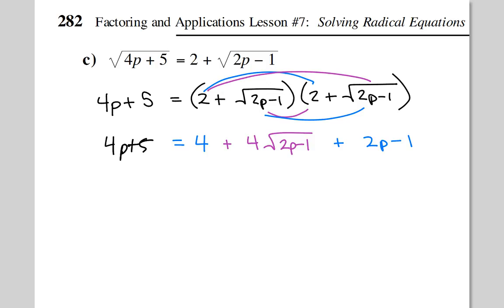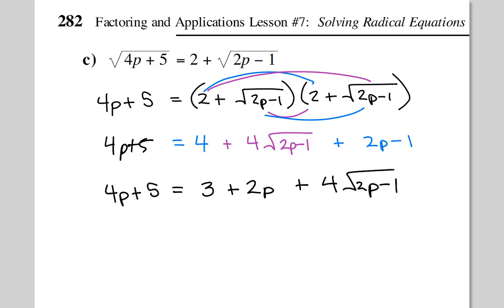Okay, so again, the left side is amazing. The right stuff, what can you do with the right stuff in blue? You can mix it and then throw it on the other side. Put it together. So 4 minus 1, 3, plus a 2p, and then we have this 4 with the radical attached. So we are now in step 1 again. Isolate the radical. So I'm going to subtract the 2p, and I'm going to subtract a 3, and I'm going to get 2 on the left. And on the right, I have this over here.